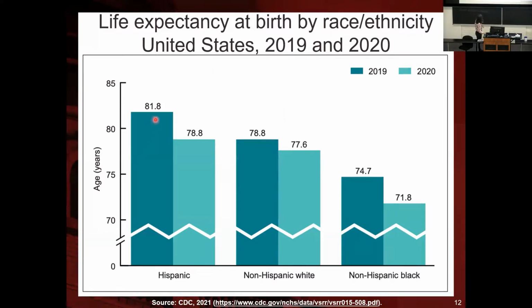Hispanic population dropping from 81 to 78. Non-Hispanic white, 78 to 77. Non-Hispanic Black, 74 to 71. So dropping by almost 3 years on average, life expectancy at birth. The same thing here, 3 years. For non-Hispanic white, only 1 year, and for the other groups, 3 years.